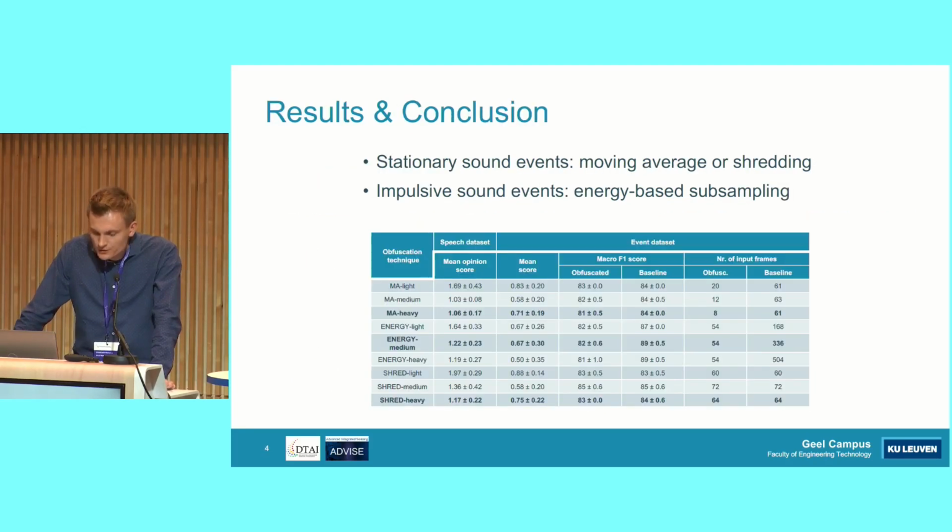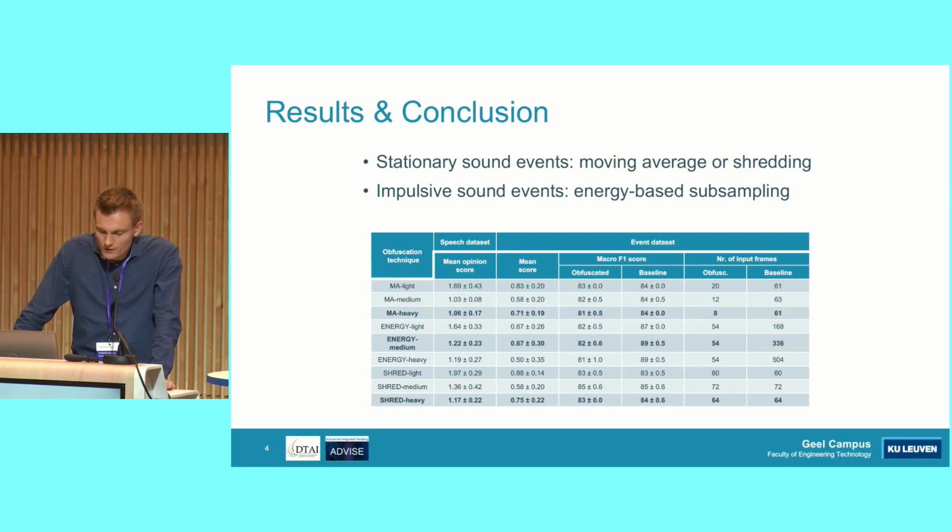So the results and the conclusion: for stationary sound events, the moving average and sound shredding work best. As opposed to that, for impulsive sound events, energy-based subsampling appears to work best.